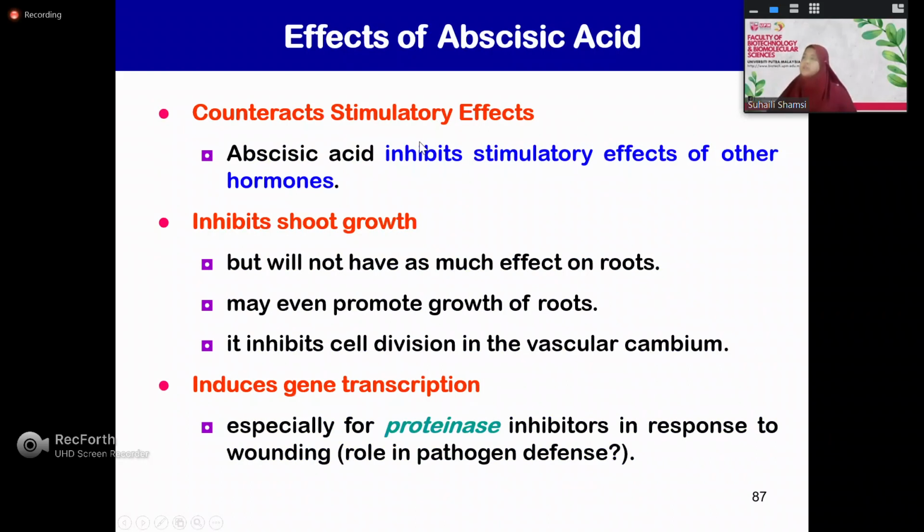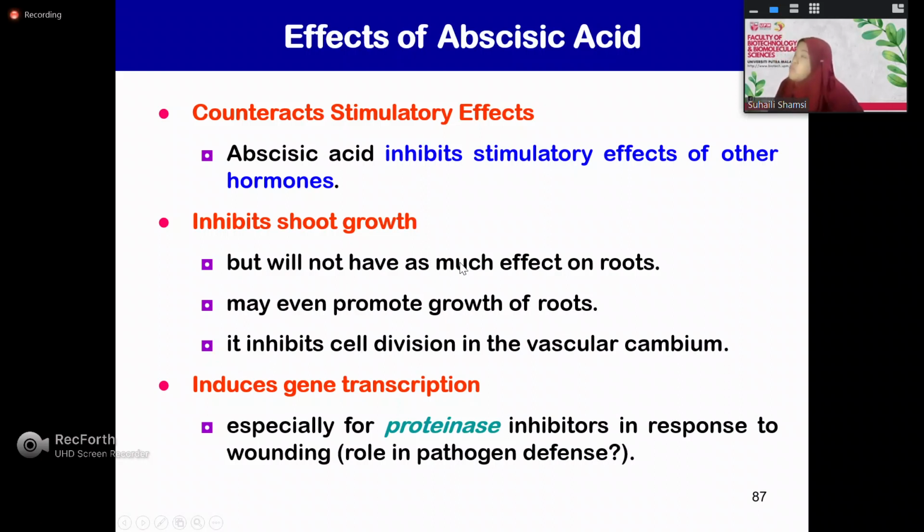So it counteracts stimulatory effects of other hormones. One example that we have is it inhibits the production of gibberellic acid, and it inhibits shoot growth. It induces gene transcription. It inhibits shoot growth, but will not have as much effect on roots. May even promote growth of roots. It inhibits cell division in the vascular cambium.